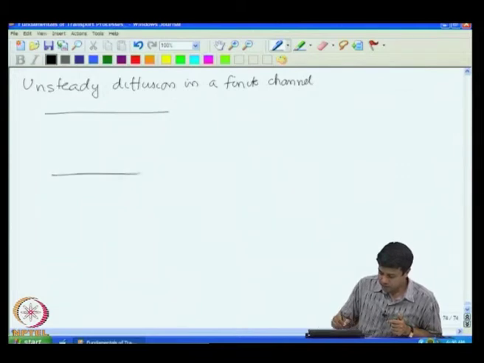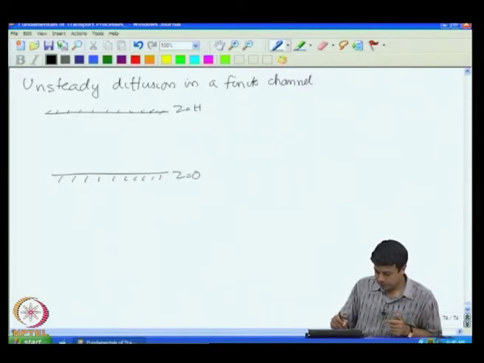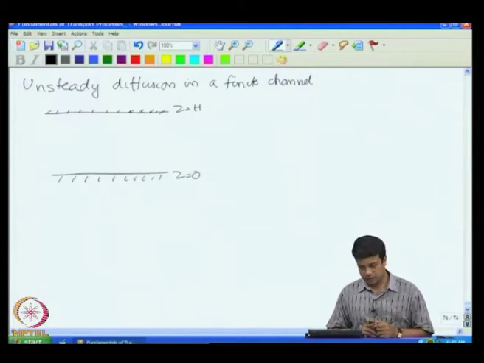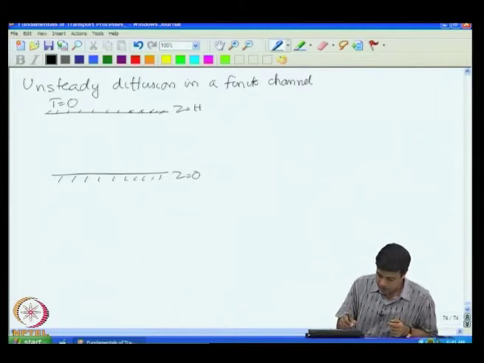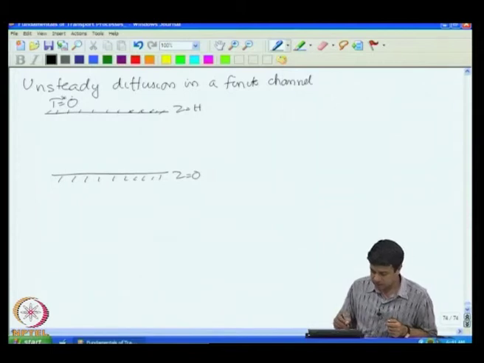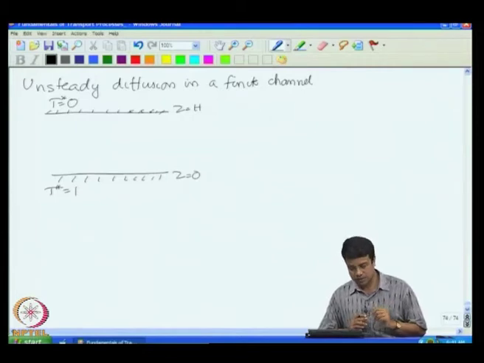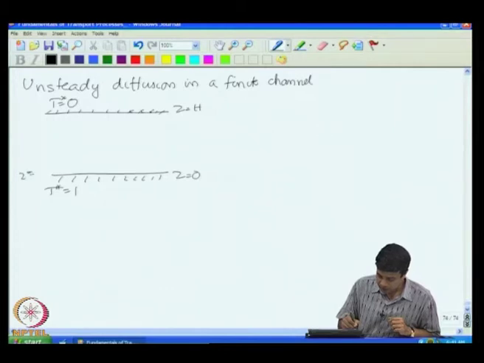Situation is same as before. z is equal to 0, z is equal to h. Problem is same as before. This is an unsteady diffusion problem. So, for example, T is equal to 0 on this surface, T star, the scale temperature, is equal to 0, and T star is equal to 1 on the other. We have already seen how to get the scale temperature from the unscaled temperature. And here z star is equal to 0 and z star is equal to 1.